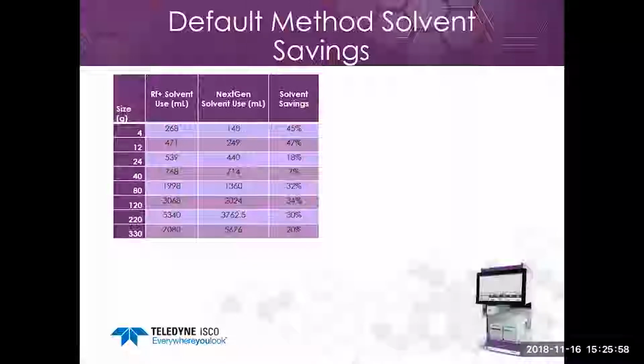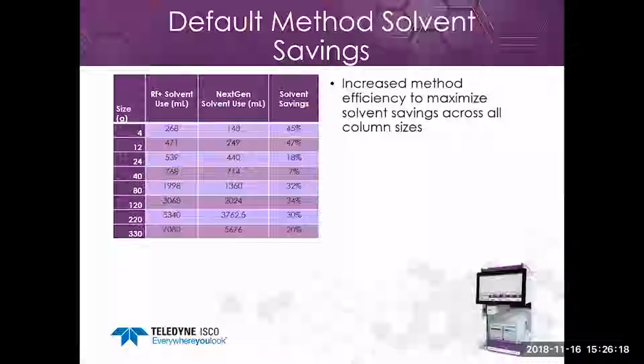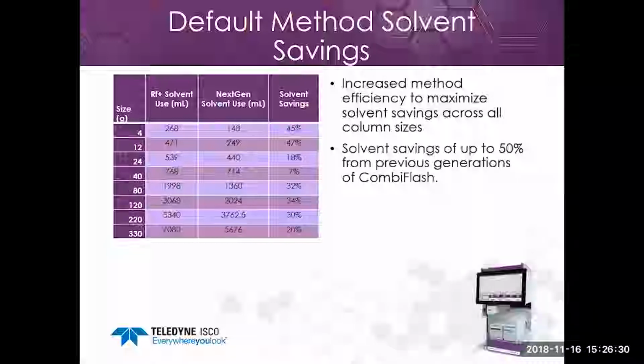One of the things I want to go into a little bit more detail on was our solvent savings. This is a table comparing the older generation Combiflash to our NextGen Combiflash. We've made significant solvent savings in the default methods across all column sizes, some up to 50%. You can see 100 milliliters is saved on a 4-gram run. 1.3 liters is saved on a 330-gram run. So there's a significant amount of solvent that's saved, especially when you look at multiple runs. The solvent savings for default methods are very significant.